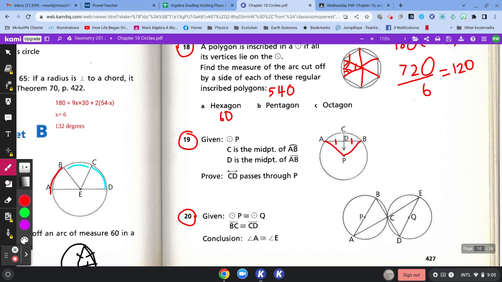So let's draw some additional segments here. I need to use a different color for that. Let's try green. We're going to draw chords AC and AB. Now, can we prove that those are congruent?